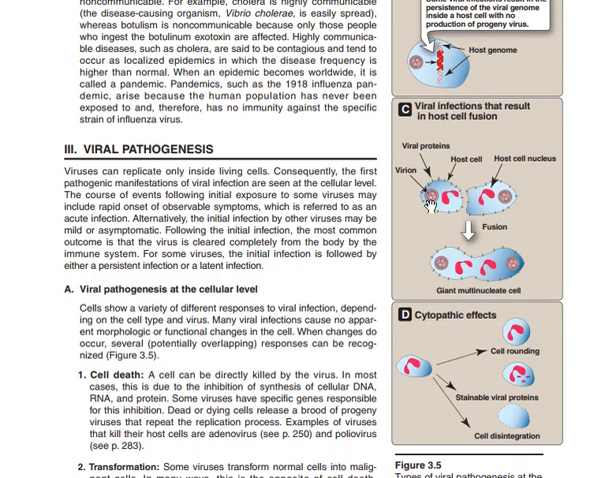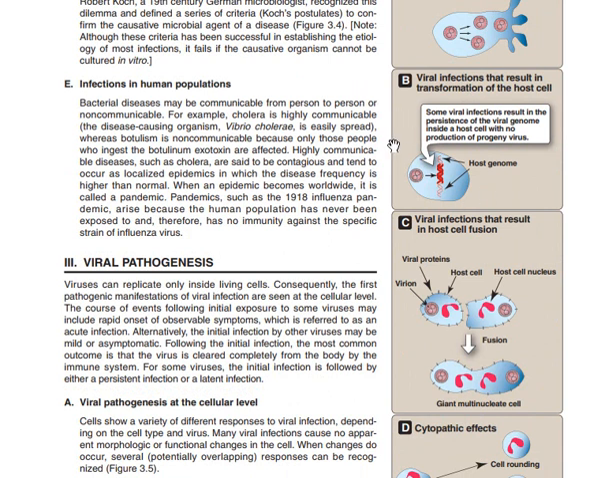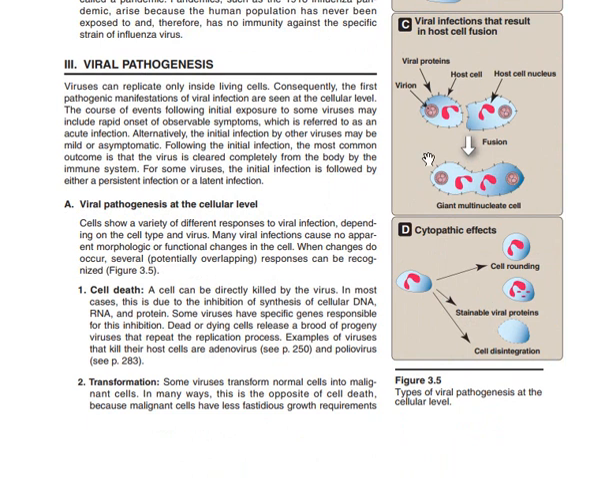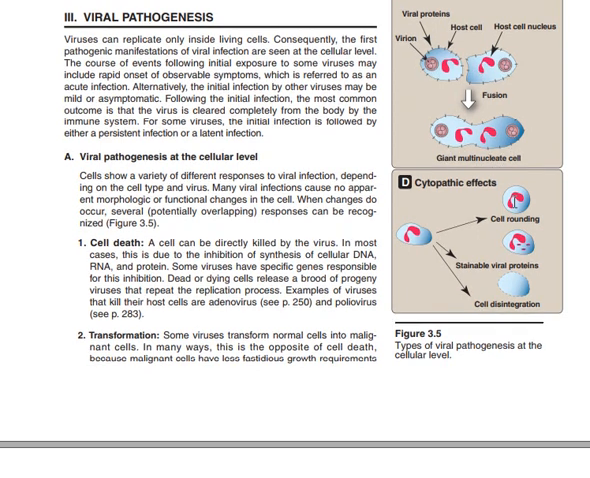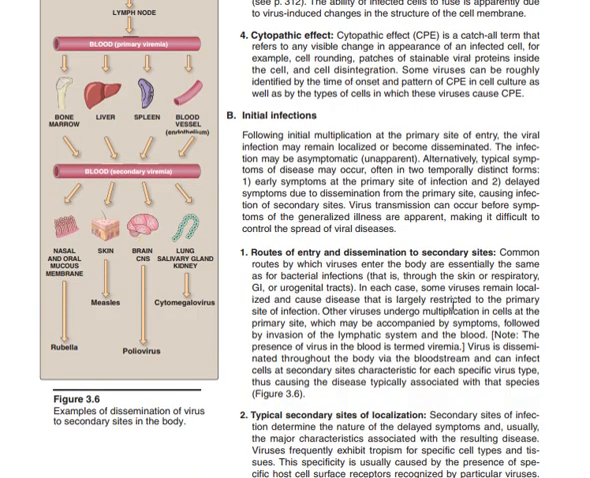So that's one. Is it clear? So these are the different types: one is going to result in virus-induced host cell death. Another is going to result in transformation of the host cell metabolism. Another is going to result in host cell fusion. Because you have virions inside, you have viral proteins, and those viral proteins cause the fusion of the different host cells to produce a giant multinucleate cell. And you have cytopathic effect. Here you have cell rounding, you have stainable viral protein, and you have cell disintegration. So all these are the types of viral pathogenesis at the cellular level.